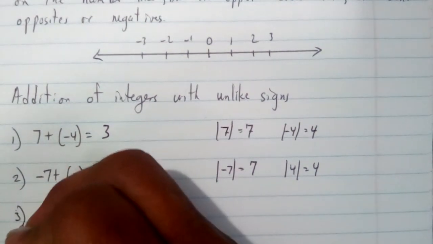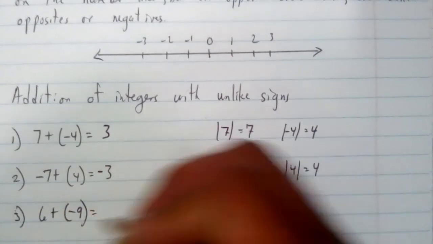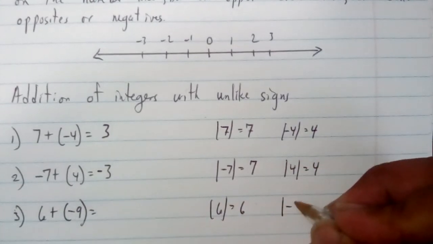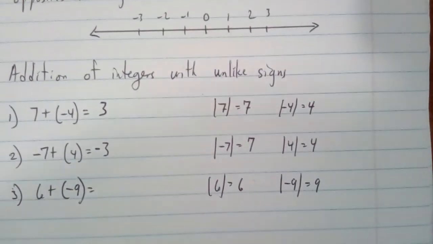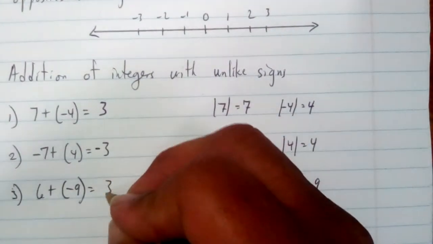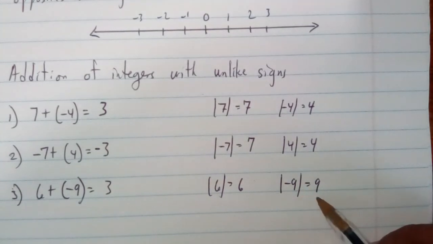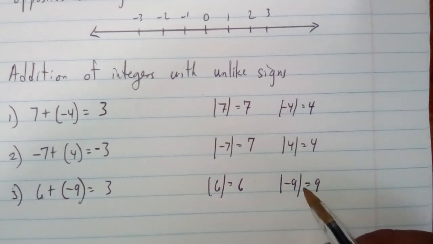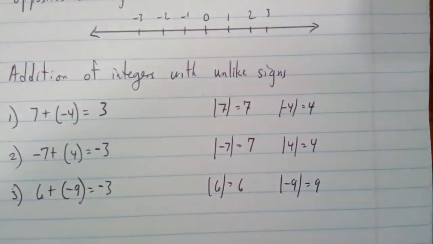A third example, we have 6 plus negative 9. The absolute value of positive 6 is 6 and the absolute value of negative 9 is 9. So we subtract 6 from 9, we end up with 3. And then we look at the two values. Who's larger, 6 or 9? If you're choosing 9, then you're right. What was the sign of the 9 before we did the absolute value? It was negative, so therefore your solution is negative 3.